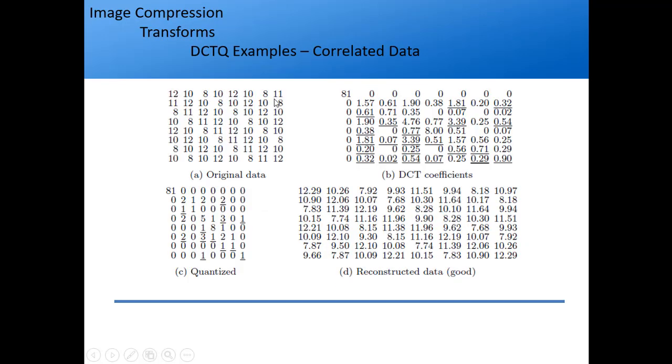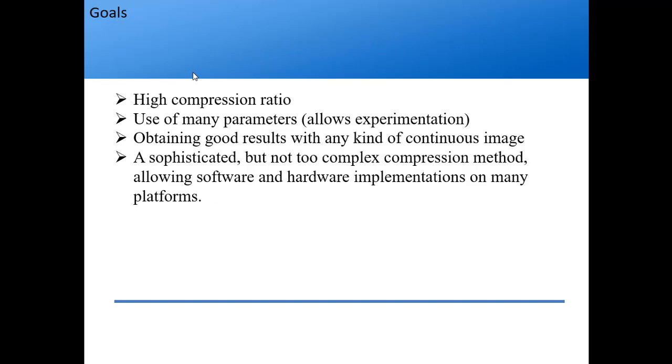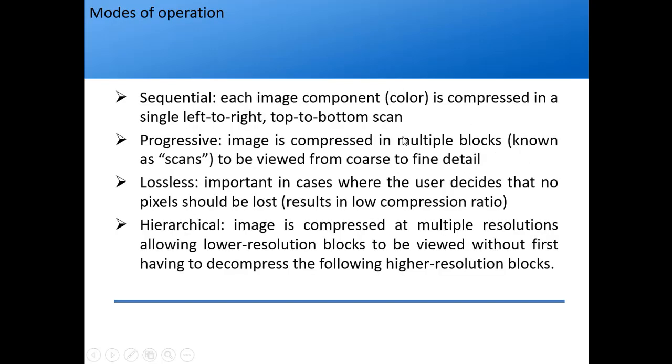If you calculate this, how many numbers are there? 1, 2, 3, 4, 5, 6, 7, 8. So horizontal 8, vertical 8. So this is an 8 by 8 block of data. DCT always requires an 8 by 8 block of data. That is the reason in progressive scan we compress it in multiple blocks, usually of 8 by 8.